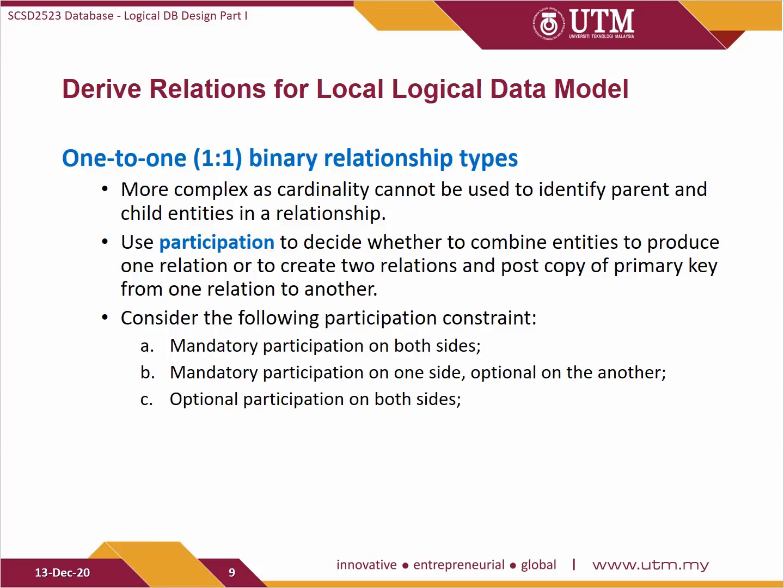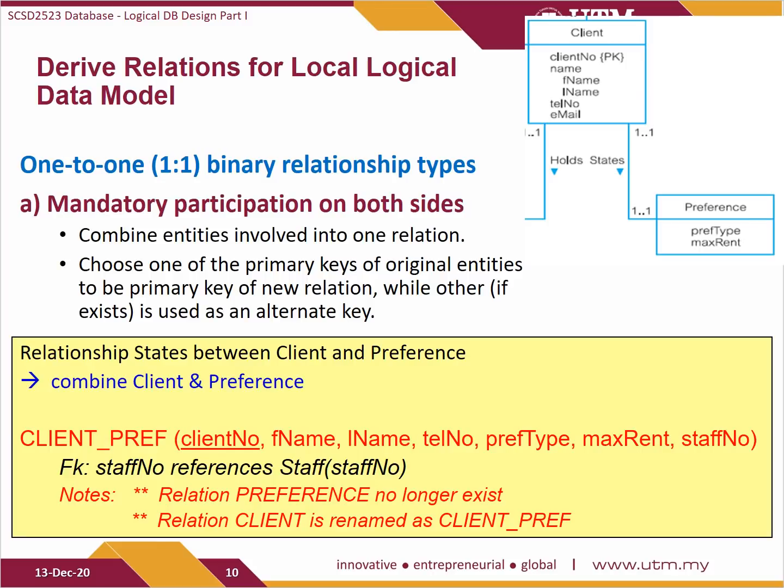In order to create relations, we consider the following participation constraints. First is mandatory participation on both sides of one-to-one relationship. Second is mandatory participation on one side of one-to-one relationship. And the third is optional participation on both sides of one-to-one relationship. Okay, firstly, we discuss how to create relation to represent the mandatory participation on both sides of one-to-one relationship.